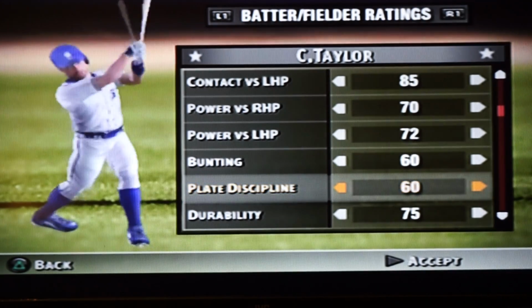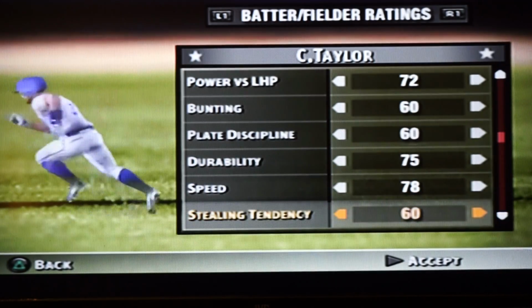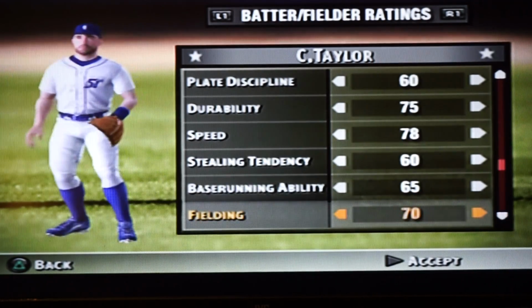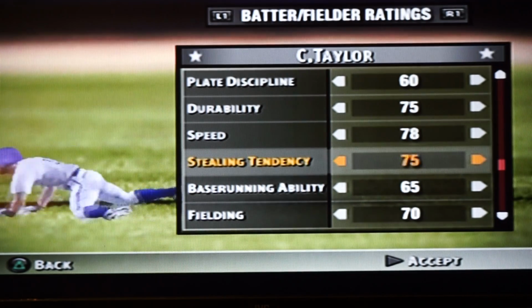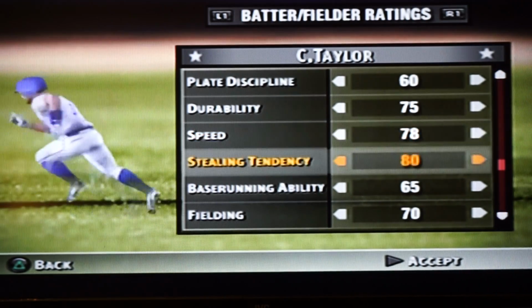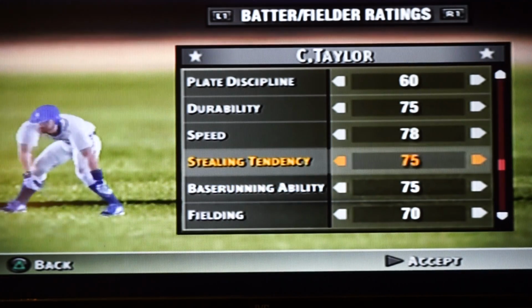One other thing I wanted to look at was he does have 13 steals, so it does look like he's a pretty good base runner. Here, I just had him as a 60 for stealing tendency. I want to go ahead and bump that up a little bit, maybe about 80. That might be a little generous. Let's go 75.